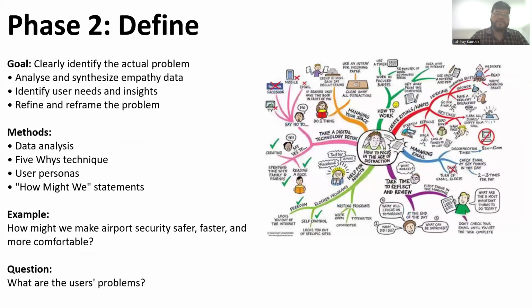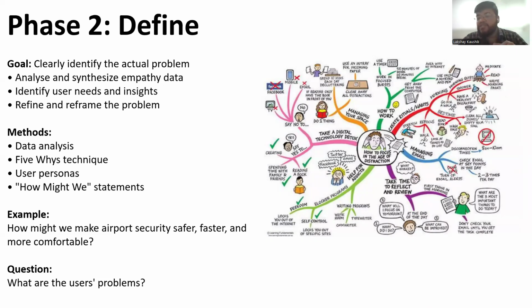The second one is define. Define is the second stage of design thinking. After getting information from the users, we analyze and organize the data to identify a real world problem, and analyze or synthesize the empathy data. That means we take what we collected in empathy and define it into a particular scenario. Understood?